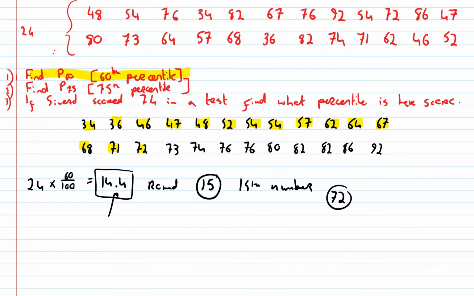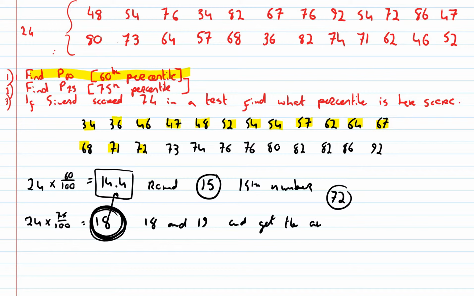Find the 75th percentile. So we go again. There's 24 numbers, and we multiply it by 75 over 100. And in this case we get 18. Now, our answer here is not a decimal, so we don't have to round up or down. Here's the new rule: if it's a whole number, we look at the 18th and 19th. So basically we look at that number and we also take the next number, the 19th number, and we get the average of these numbers.